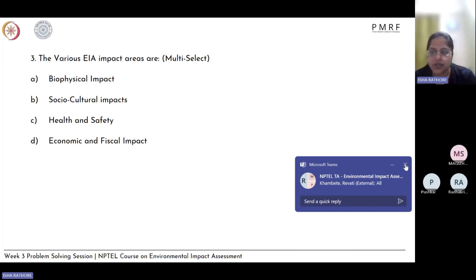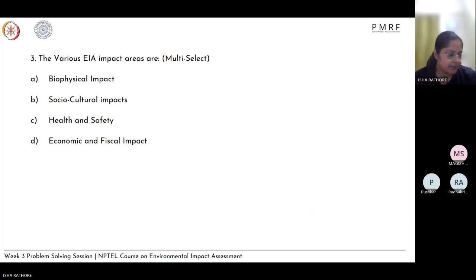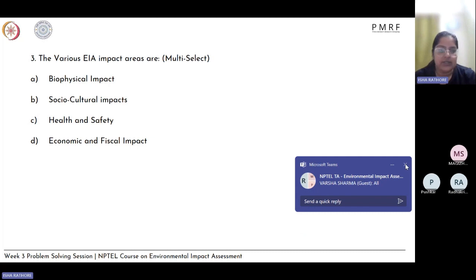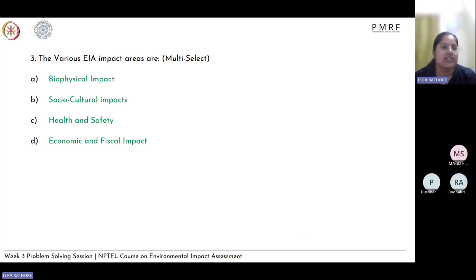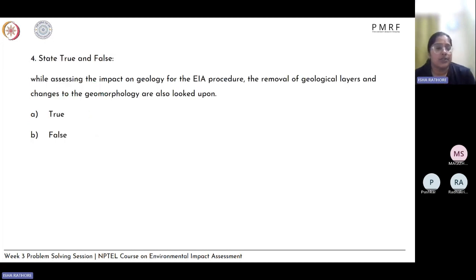Okay, so we have all. Okay, we have all again. So all of these are EIA impact areas on which we assess the impacts. We assess the impacts on all of these areas because of a project's development. So all are the correct answer. Moving on, another true or false question.